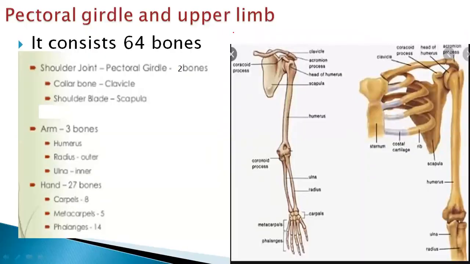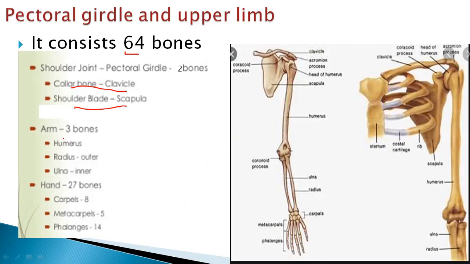In the pectoral girdle and upper limb, we will see one by one. It consists of 64 bones, and first we'll see the upper portion, the pectoral girdle. There are two types of bones. Number one is the collar bone, called the clavicle, and number two is the shoulder blade, called the scapula. You can see this one is a broad, blade-like structure. It is joined with the ribs from the back, and the clavicle is joined from the sternum, as well as from the vertebrae at the back.